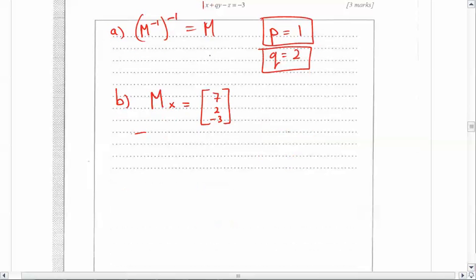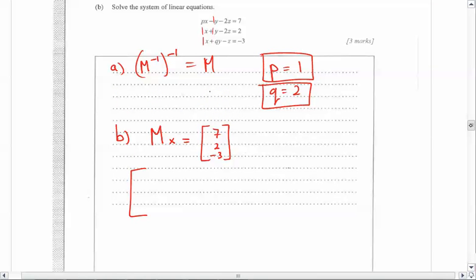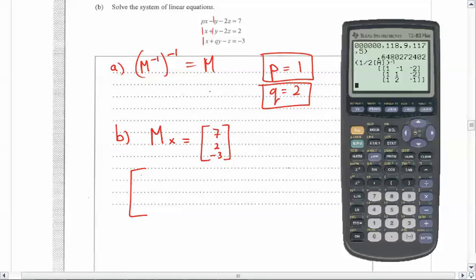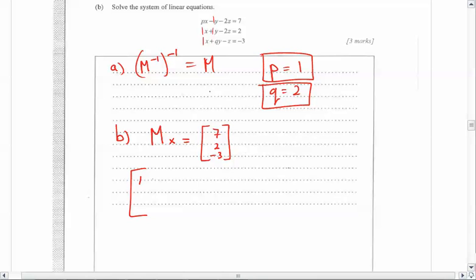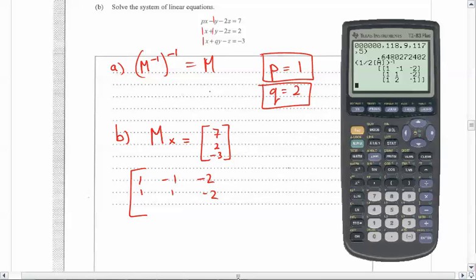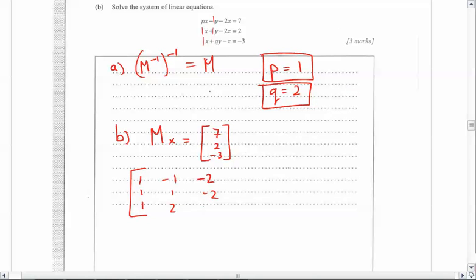Or we could say it as, let's see, what was M again? This thing in my calculator. 1, negative 1, negative 2. 1, 1, negative 2. And 1, 2, negative 1. Times xyz equals 7 to negative 3.